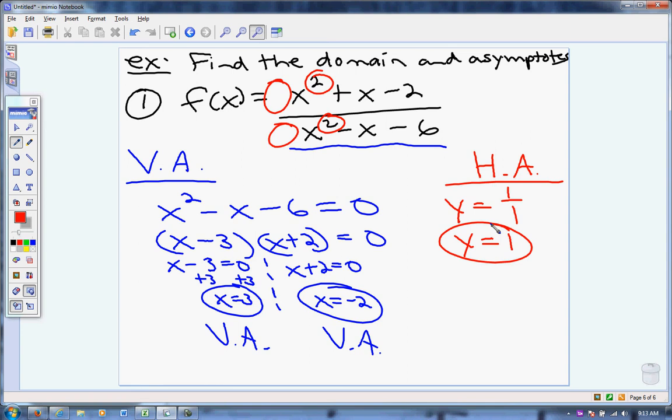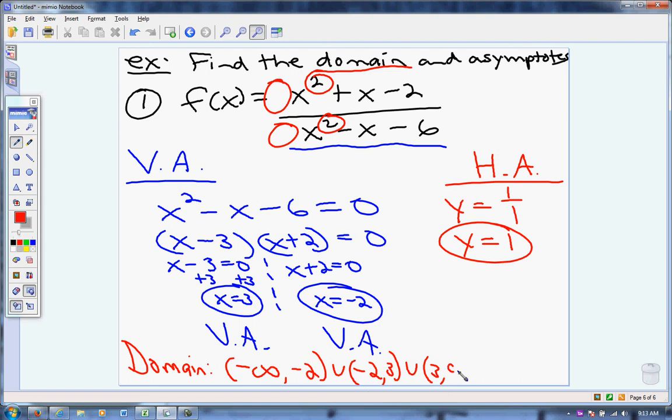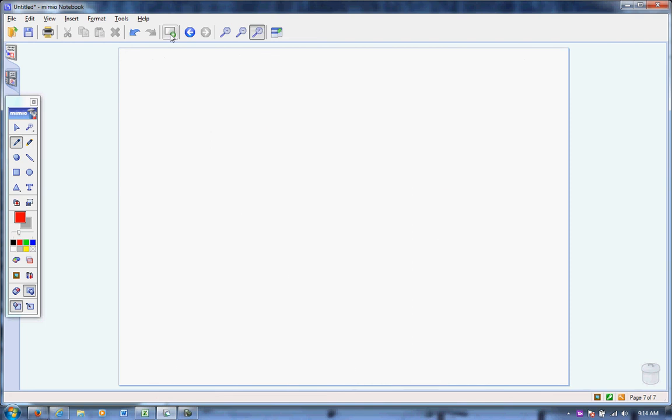Okay? And now we need to write our domain, because we were supposed to write the domain. So the domain would be negative infinity to negative 2 union, negative 2 to 3 union, 3 to infinity. Okay? Everything but negative 2 and 3 would be in the domain. And we have both a horizontal asymptote and two vertical asymptotes. Okay? Let's look at another one.